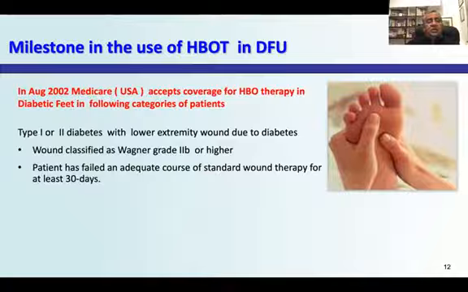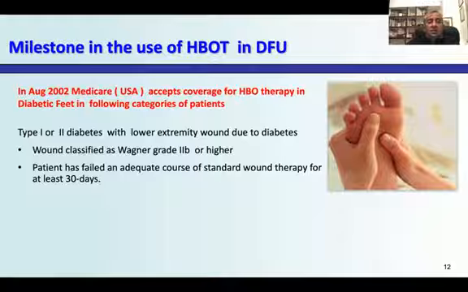August 2002 is again a milestone in the use of hyperbaric oxygen in diabetic foot ulcer, because this was the time when US Medicare actually recognized hyperbaric oxygen as a treatment modality for diabetic foot ulcers. They were stringent in the definition, and it had to be type 1 or type 2 diabetes with a wound classified as Wagner's grade 2B or higher, and the patient should have failed treatment. Conventional treatment had been given for at least 30 days and the wound had still not healed.